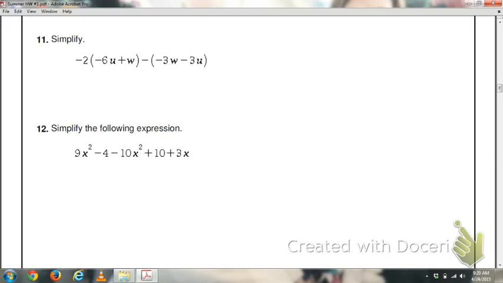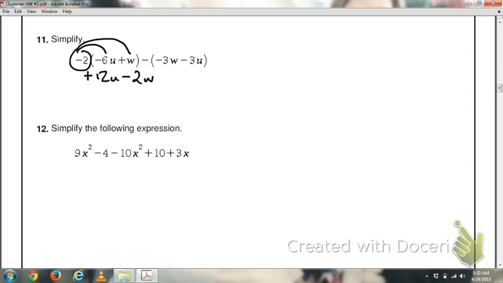Okay, some more problems of a similar kind here. We're going to simplify these expressions, and in order to do that, we're going to need to do some distributing. So here, I'm going to distribute negative 2 to negative 6u. That's going to be a positive 12u. And if I do negative 2 times positive w, a positive times negative is going to be negative 2w.